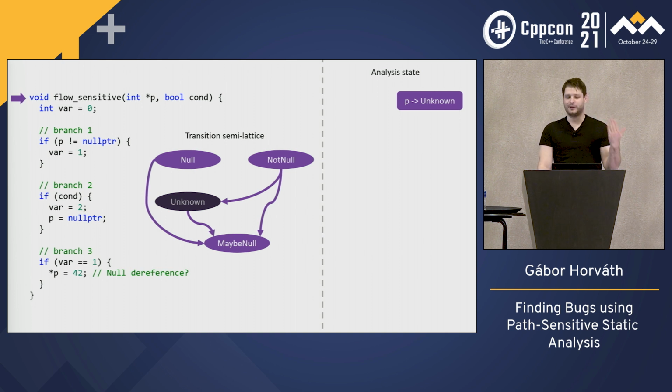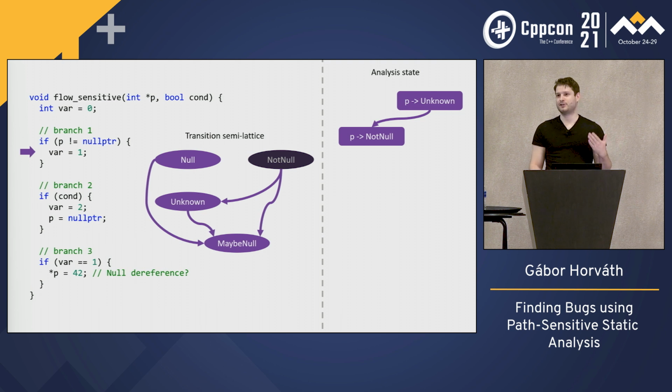And I start to evaluate the function, and there is a branch, and in that branch, there is a condition, and because of that condition, I know that within that branch, the value of p cannot be null.